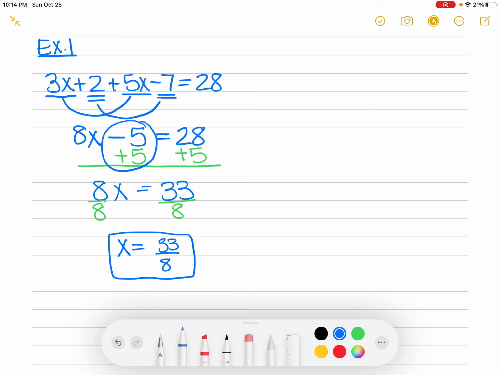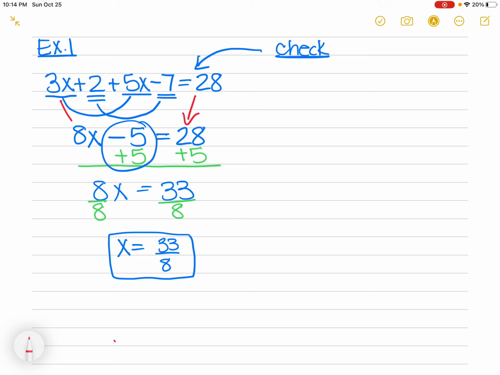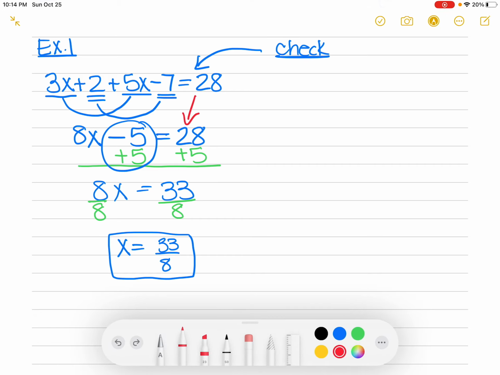So all your answers do not come out to pretty low numbers. Sometimes you get some crazy fractions. That's okay, we're just going to work with it. When you check on these problems, you have to check with the first equation. It would be so much easier if I could use this equation to check, right? But if I made a mistake going from here to here, the check might come out correct when my problem really is wrong. So you always have to use your very first equation. Let's go ahead and do that.